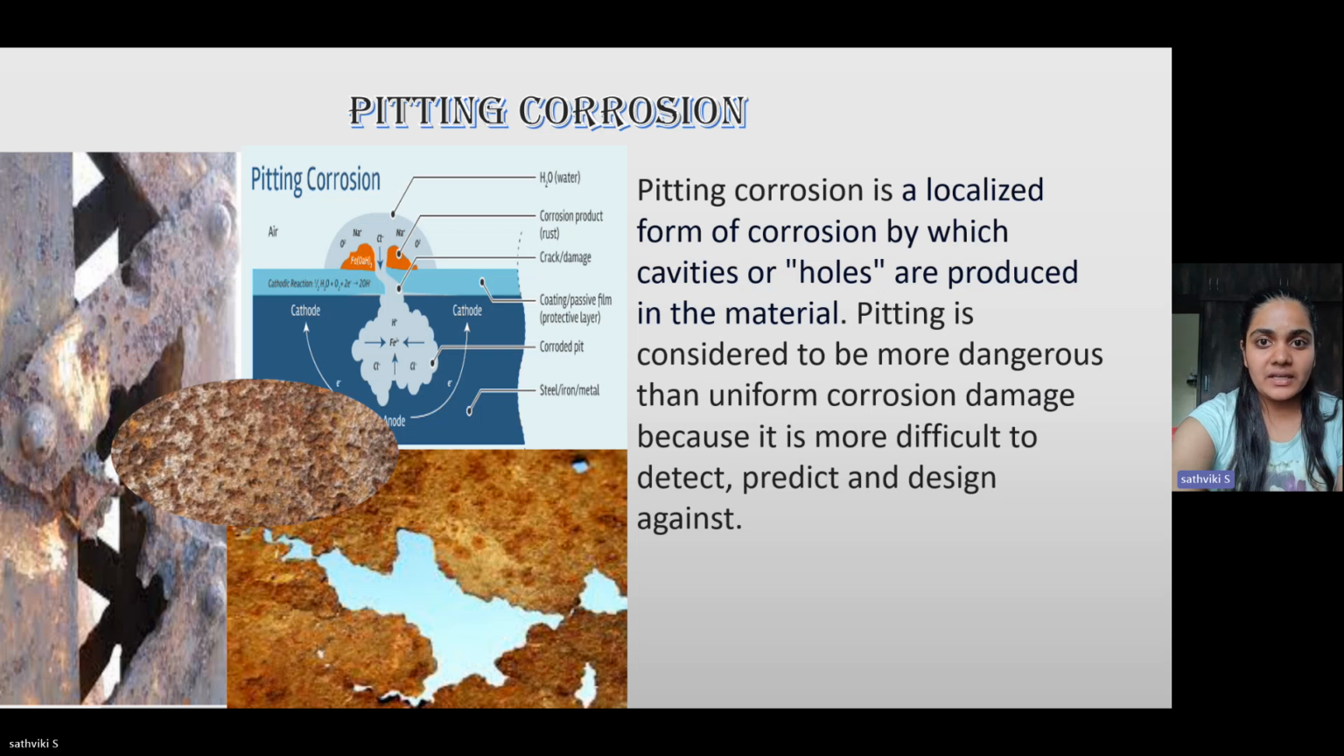Pitting corrosion. Pitting corrosion is a localized form of corrosion by which cavities or holes are produced in the material. Pitting is considered to be more dangerous than uniform corrosion damage because it is more difficult to detect, predict, and design against.